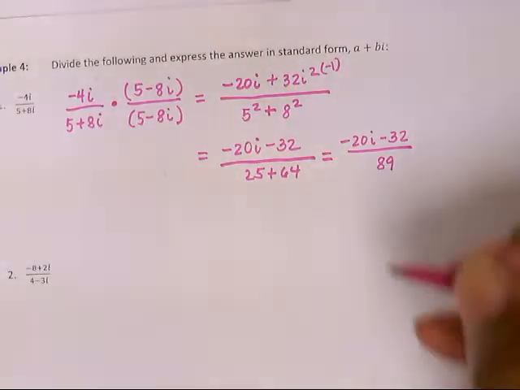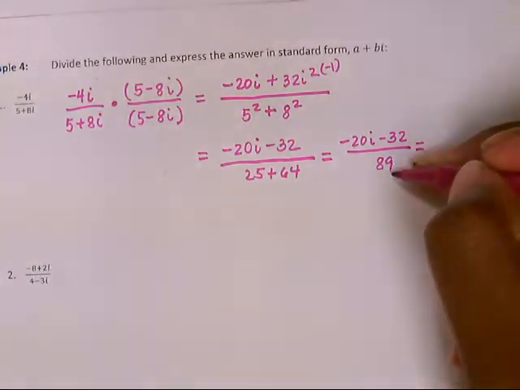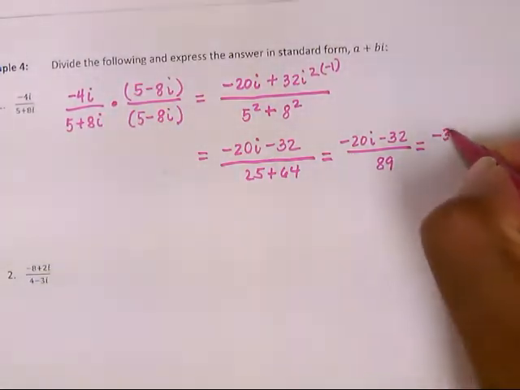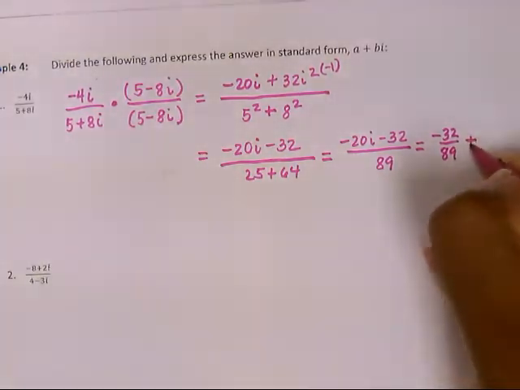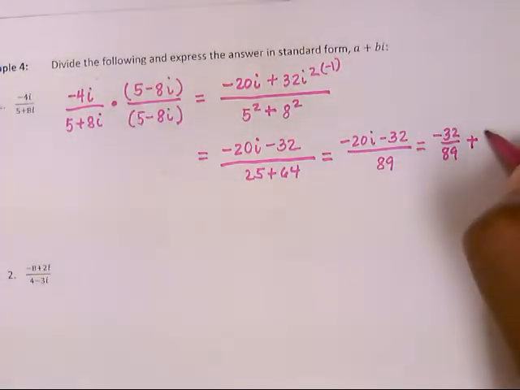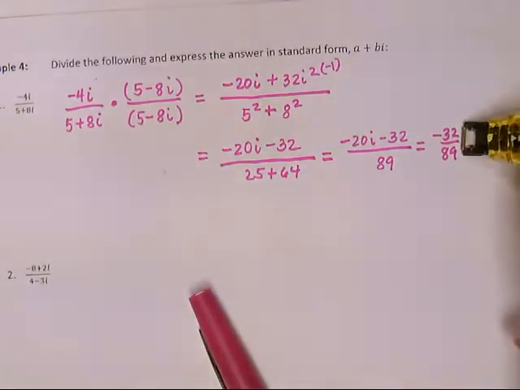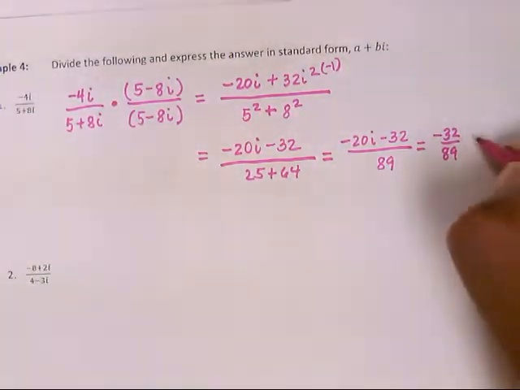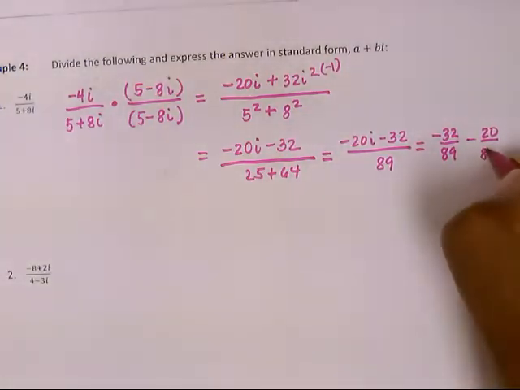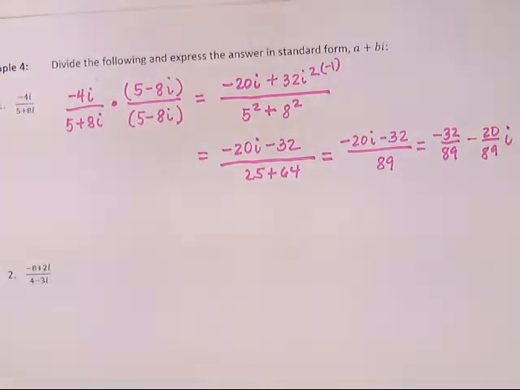Okay. Now here in the homework, they're going to ask for this. The real part will have to come first. That negative 32 over 89 plus the negative 20i over 89 will have to be written like this. And since it's a negative, we can write this as a minus 20 over 89 times i. Okay? So that's how we divide using complex conjugates. Alright, now number 2.